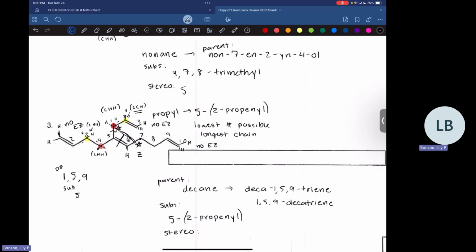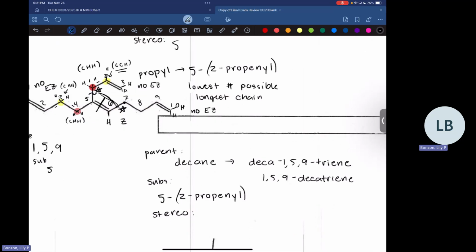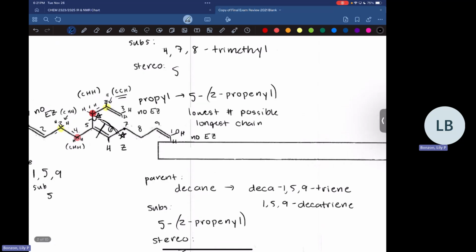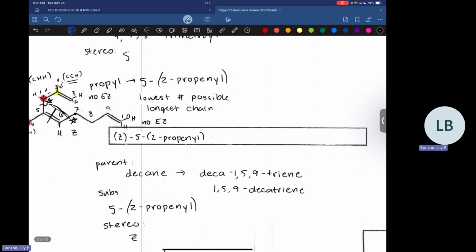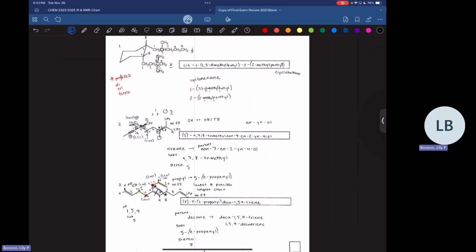And again, we already looked at the other double bonds. We didn't have any E or Z for any of those. We don't have any wedges or dashes. So for this one, the stereochemistry is just going to be at that one double bond. So you can throw all of this together. Our stereochemistry is Z. Our substituent was 5-(2-propenyl). And then our main name was deca-1,5,9-triene. Any questions on any of these nomenclature?